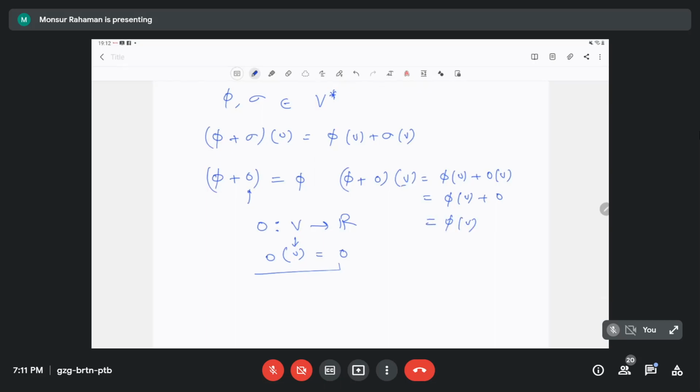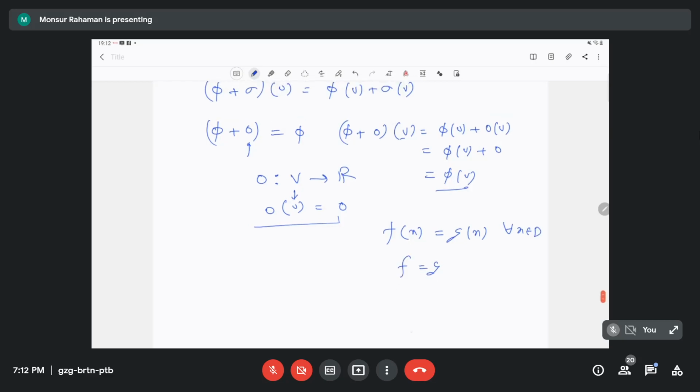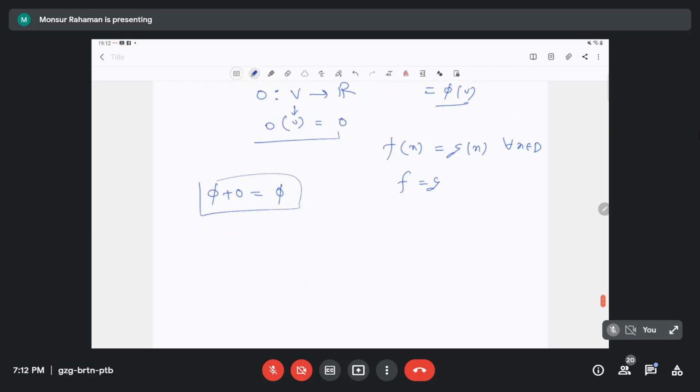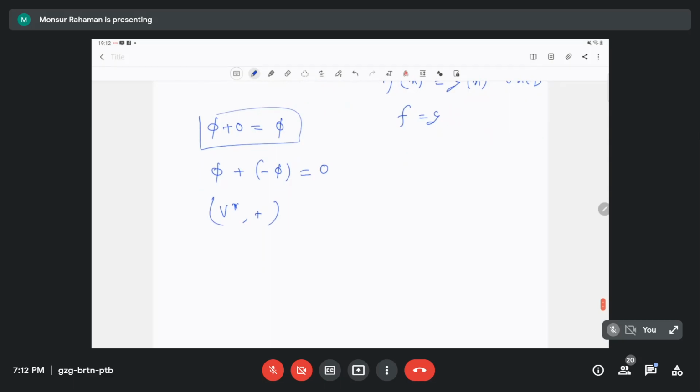When two functions are equal: if f of x and g of x are equal for all x in the domain, then f equals g. Because this v is arbitrary, phi plus 0 equals phi. And also there is an inverse element, minus phi, such that phi plus minus phi equals 0. So V star with respect to plus will form a group.